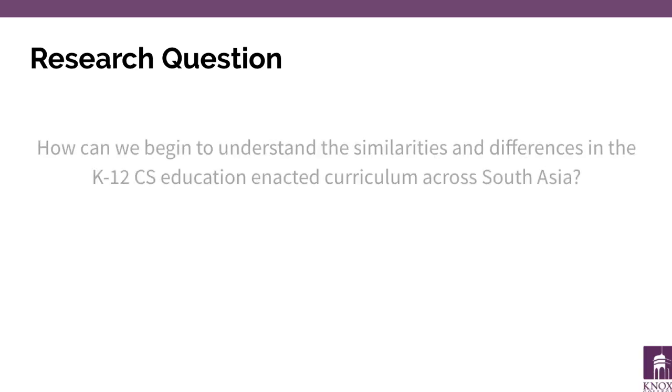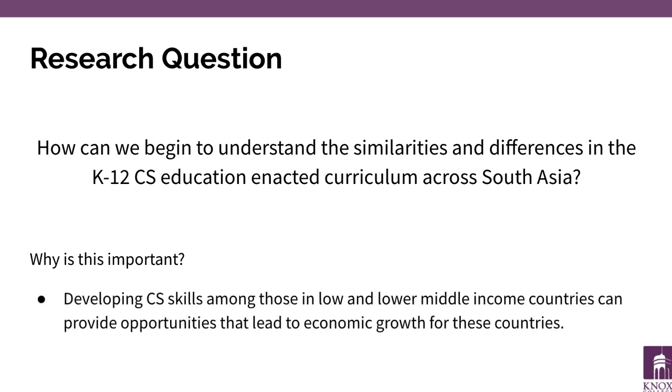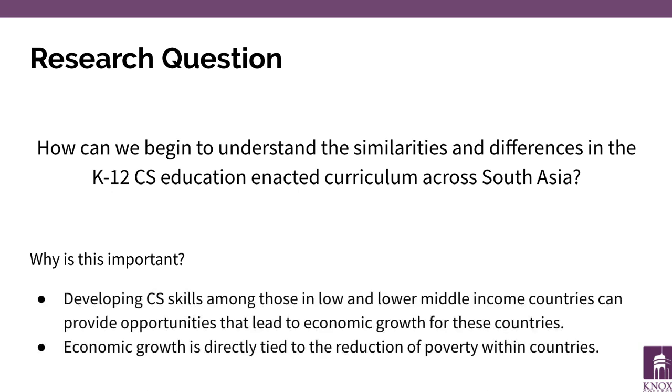Computer science education is important for the economic growth of low and lower middle income countries across the globe. Economic growth is directly tied to the reduction of poverty, and uniform distribution of technology education can have even more positive impacts on those in rural areas. Given the lack of publications on computing ed research among South Asian countries, the overarching research question for the study became, how can we begin to understand the similarities and differences in the K-12 CS education enacted curriculum across South Asia?